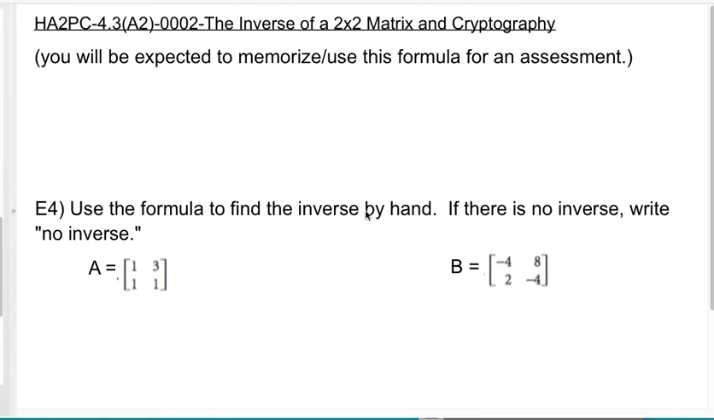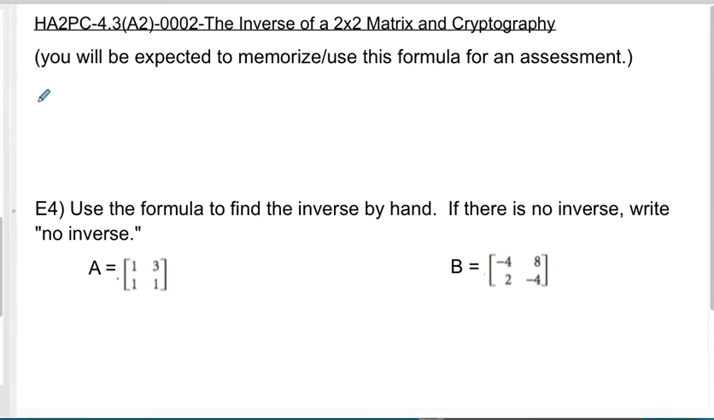All right, this is Honors Algebra 2 Pre-Calculus. We're doing 4.3 in Algebra 2. This is the second video, and we're going to talk about the inverse of a 2 by 2 matrix, and then we're going to go ahead and dive into some cryptography stuff. So you're going to be expected to memorize this formula for an assessment.